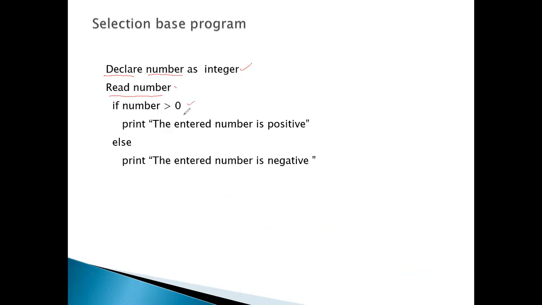If number greater than 0, then you can write the message print. Remember, print will come inside the line. It should be indented. The entered number is positive. In double quotation, you can write any kind of message. Else must be under the if. Remember this sequence. Else print the entered number is negative. So I'm moving to Python code so that you can understand.